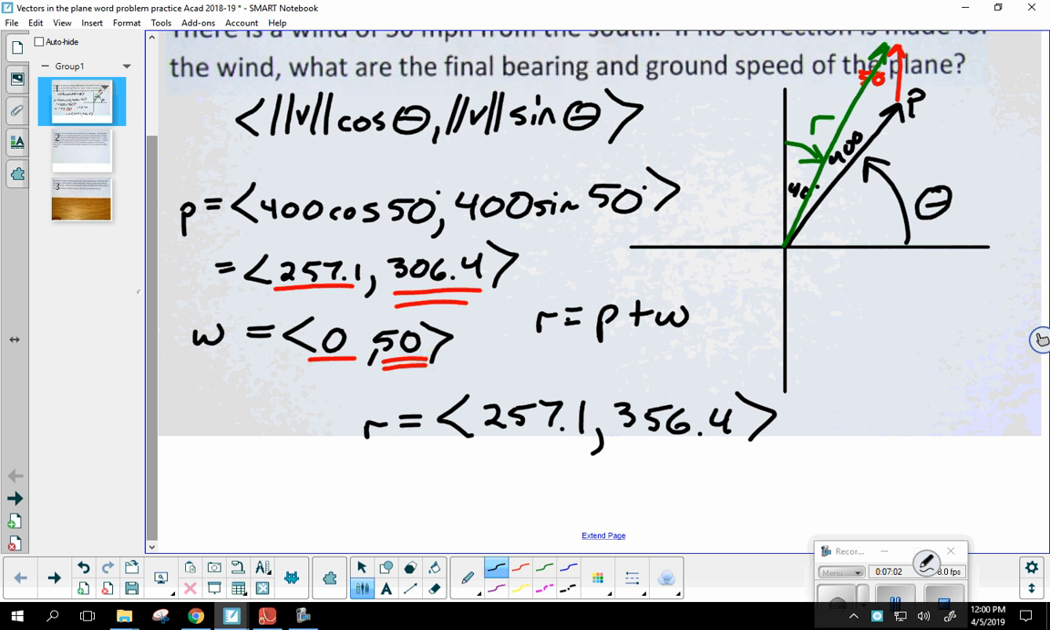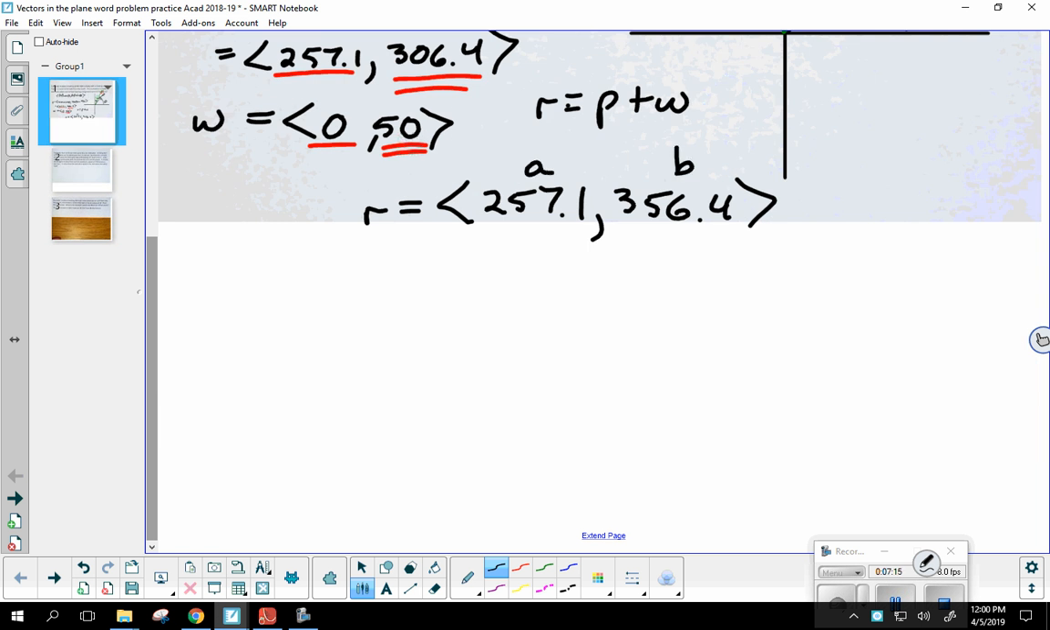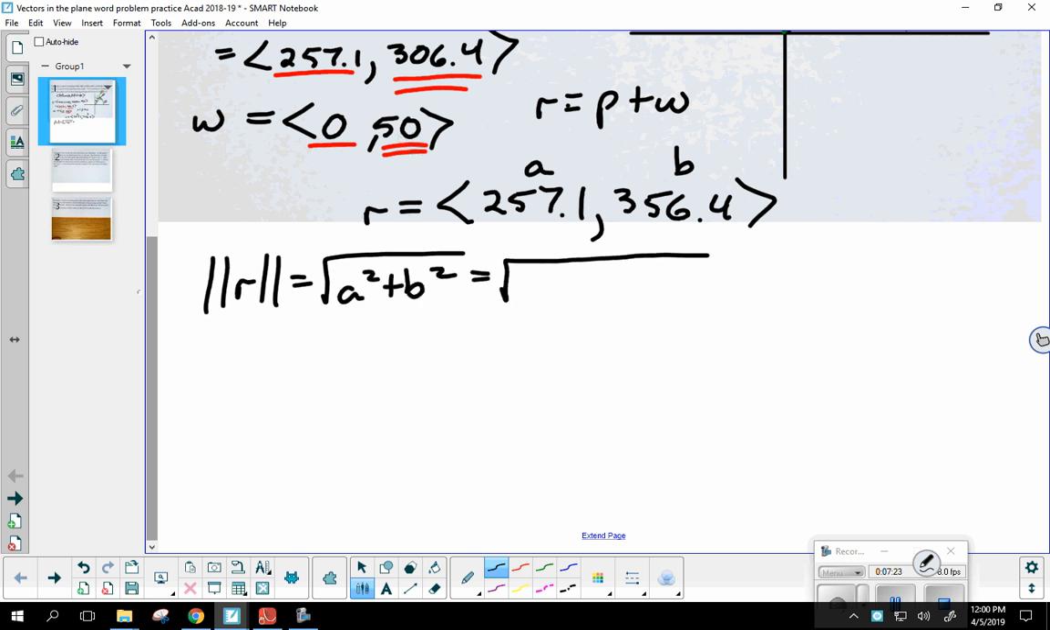Well, now there's only two things I need to do. I need to find the magnitude and the direction angle that this vector has. Now the magnitude, we've seen that formula many, many times. Remember, this is A, this is B. So the magnitude of R would be the square root of A squared plus B squared. So that's the square root of 257.1 squared plus 356.4 squared. Now, when I say magnitude in terms of this problem, it's actually going to give me the true speed the plane is going.